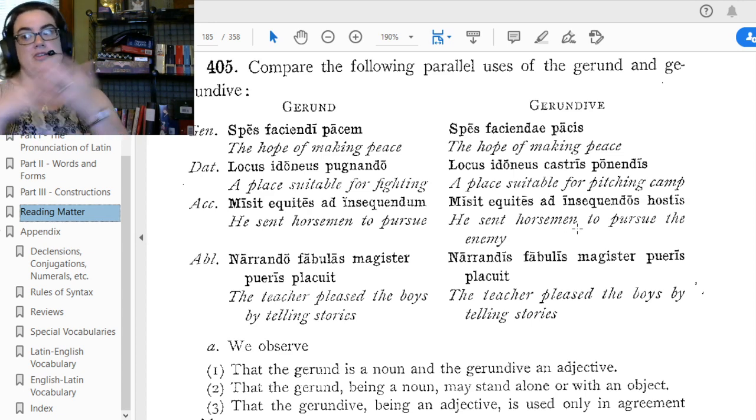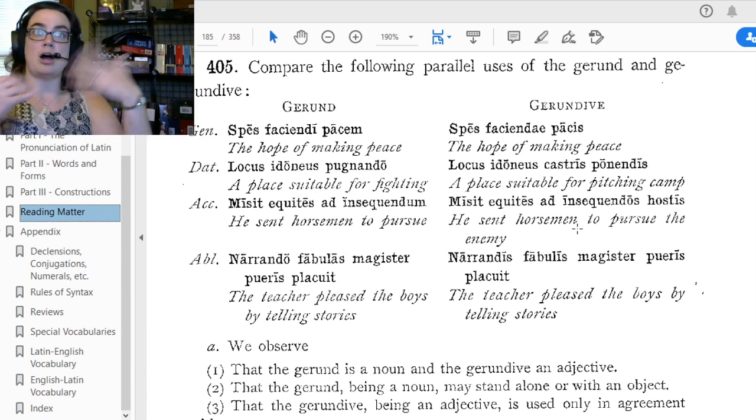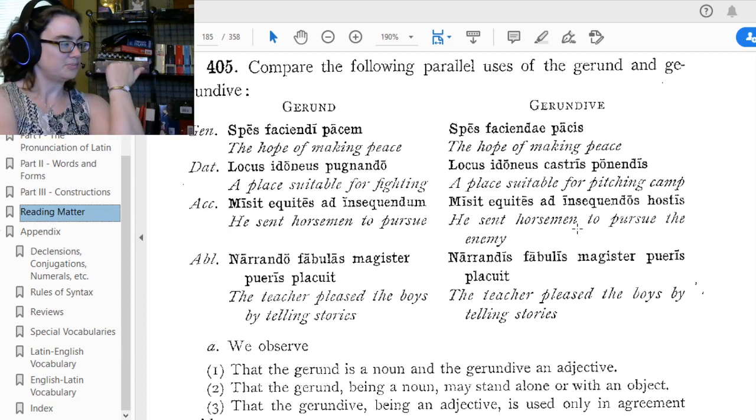In the gerundive, it's a feminine genitive because it has all the adjective endings and it modifies the noun that otherwise would be its object.